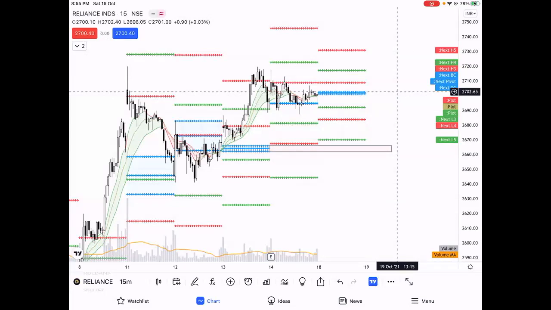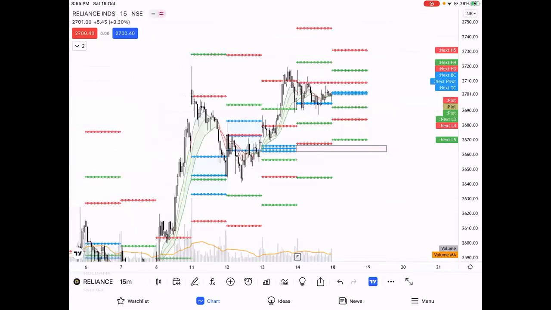If you see the previous day also, right? There might be some accumulators or distributors here that we will come to know on Monday. If there is a break of H3, then definitely there was some short-term accumulation on Thursday, right? And if we break L3 and sustain, then definitely there was short-term distribution on Thursday, right? So this is the view for Reliance.